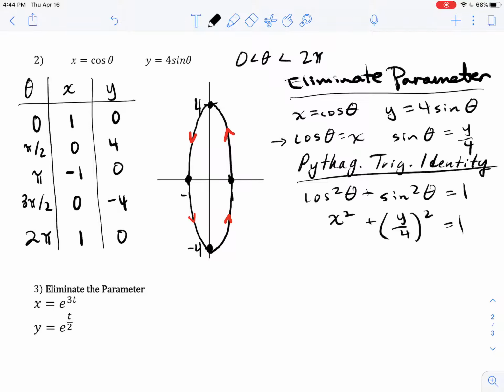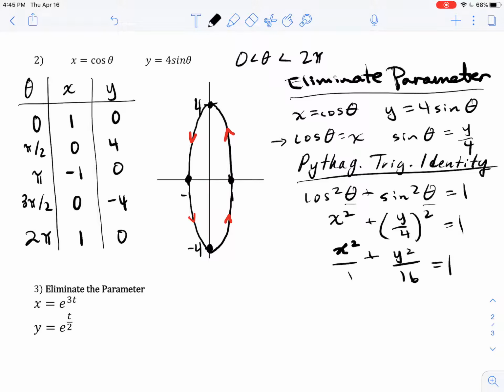And this is where you should be getting really excited, because we have just eliminated the parameter. How did we do that? We eliminated theta, our parameter. Remember, x and y were both dependent on our parameter theta. Now theta is gone. Now what we have is an unsimplified form of this rectangular equation: x squared plus the quantity of y over 4 squared equals 1. If I clean that up a little bit, notice what we get: x squared plus y squared over 16 is equal to 1.